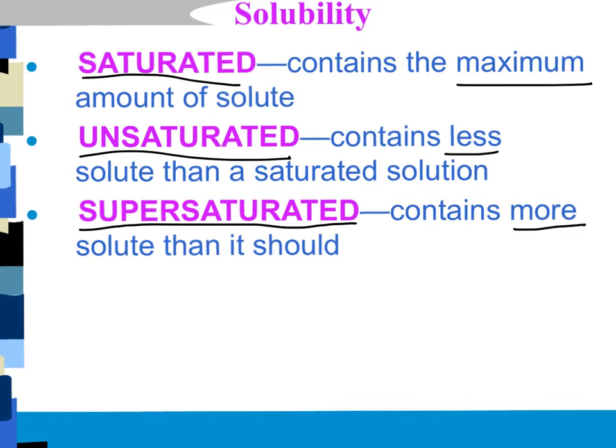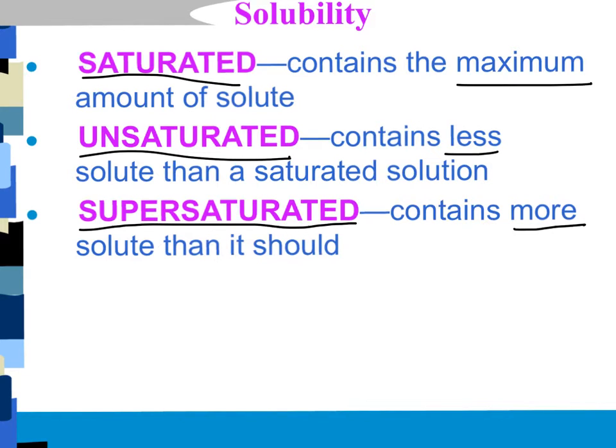What happens is they add so much sugar to the solution that they have to heat it up in order for all of it to dissolve. But as they allow the solution to cool down, it can no longer hold all of that sugar at a lower temperature. So all of the excess sugar will crystallize out of solution, and that's how we get rock candy.